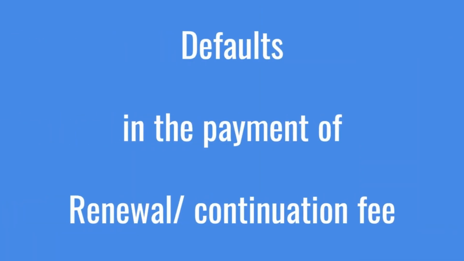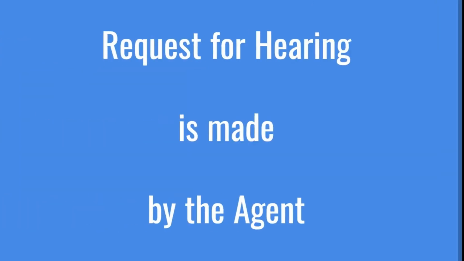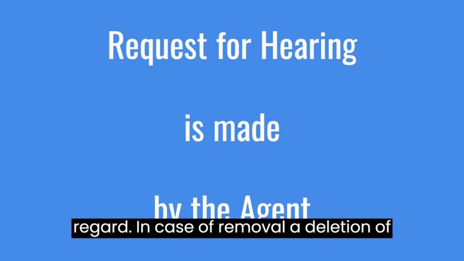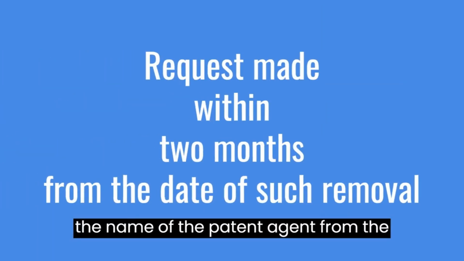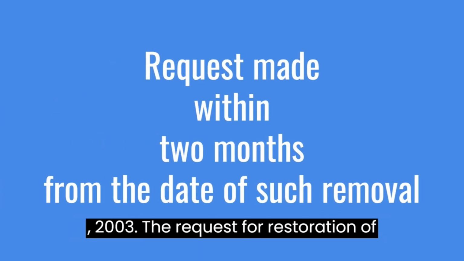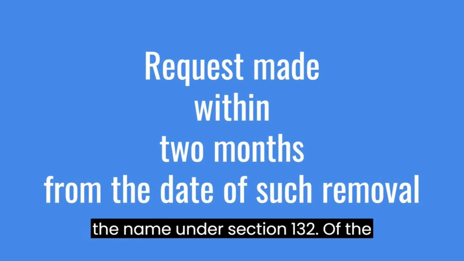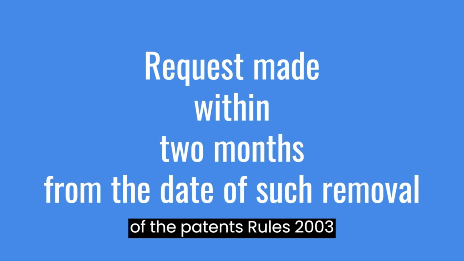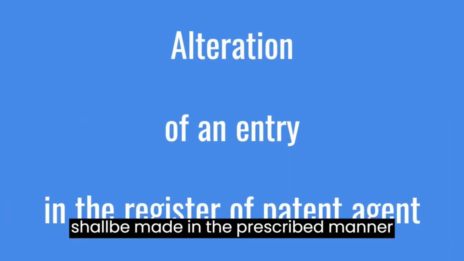Also, one must remember, if a patent agent defaults in the payment of the renewal or continuation fee specified in Rule 115 and the first schedule entry number 34 of the Patents Rules 2003 by more than 3 months after it is due, the name of the agent is liable to be deleted or removed from the register of patent agents unless a request for hearing is made by the agent in this regard. In case of removal or deletion of the name of the patent agent from the register of patent agents, the request for restoration of the name, under Section 130 of the Patents Act 1970 and Rule 117 of the Patents Rules 2003, shall be made in the prescribed manner within 2 months from the date of such removal.